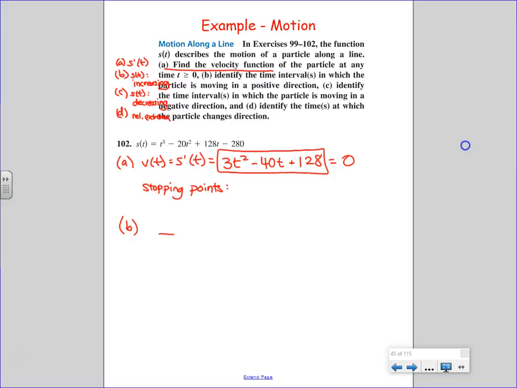Well, letter B, I'm getting all set up. I'm going to put it in the sign chart. And I'm going to say, hey, what are the signs of my velocity? What does it tell me about my position?